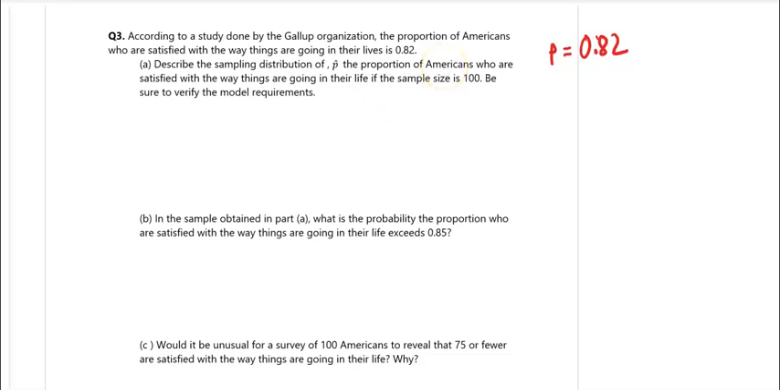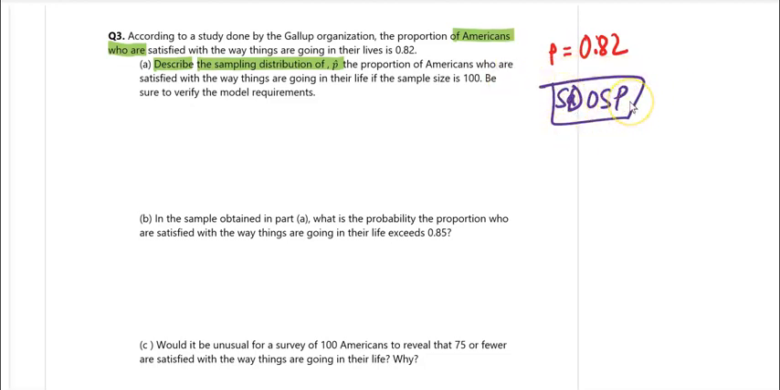Here the population is all Americans. Part A of this question is to describe the sampling distribution of p hat. In other words, describe the sampling distribution of sample proportion, also called SDOSP. This is the short form I usually write for sampling distribution of sample proportion. So you have to describe this.